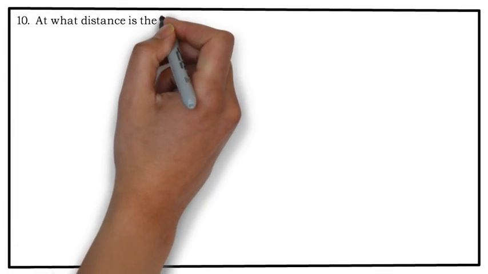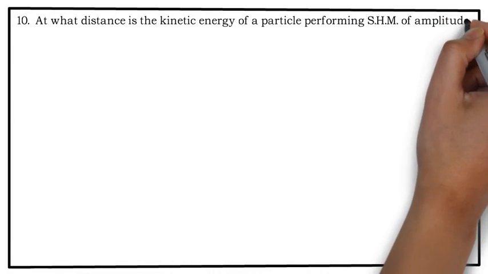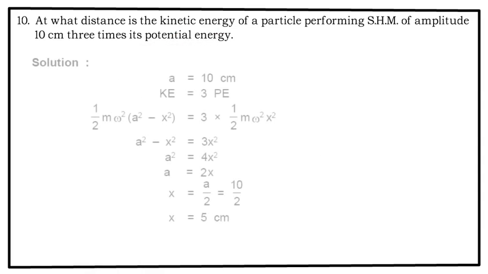Problem number 10. At what distance is the kinetic energy of a particle performing SHM of amplitude 10 centimeter 3 times its potential energy? Now A is equal to 10 centimeter. They are saying kinetic energy is equal to thrice the potential energy. So I write K is equal to 3 times P. Now the formula for K is known to me, half m omega square bracket a square minus x square. The potential energy formula is also known to me, that is half m omega square x square.